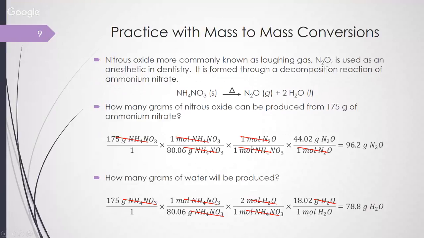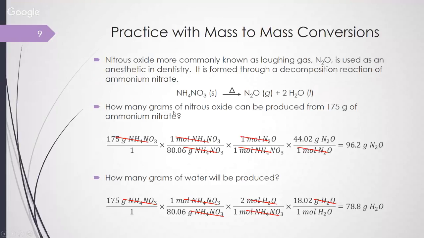So now taking a look at the 3-step process. Nitrous oxide, which is more commonly known as laughing gas, N2O, or dinitrogen monoxide, is used as an anesthetic in dentistry. It is formed through a decomposition reaction of ammonium nitrate. The reaction says ammonium nitrate, when treated with heat, which is what this triangle means, will produce nitrous oxide, 1 mole, and 2 moles of water.